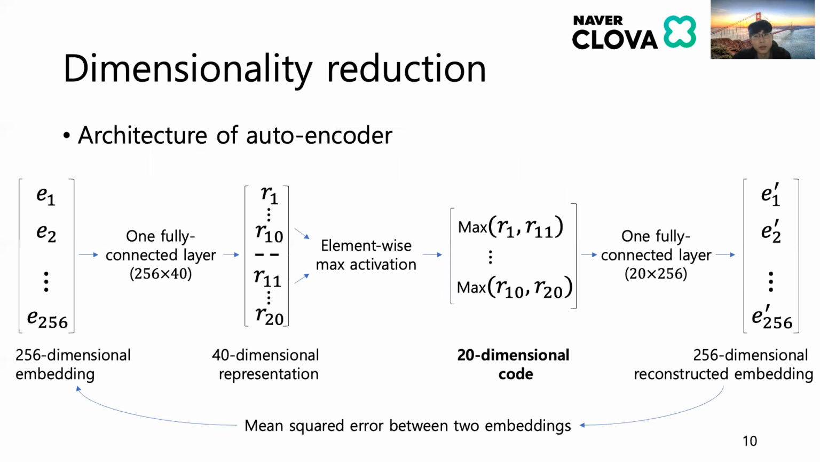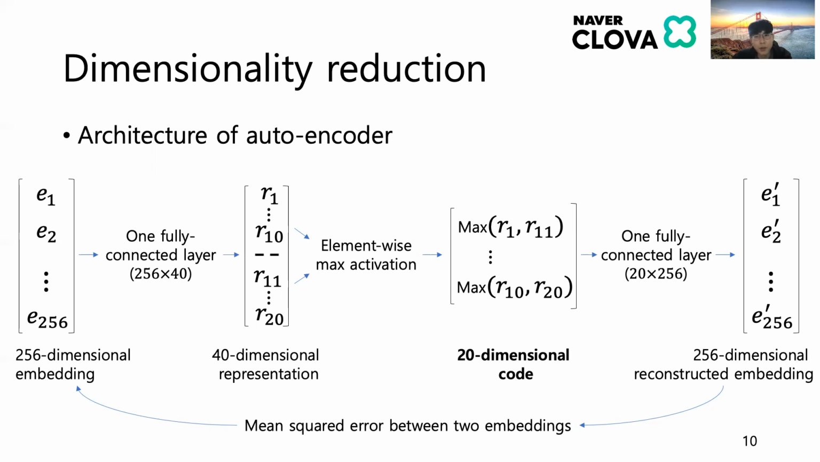The detailed architecture of the autoencoder is as follows. The input to the autoencoder is a 256-dimensional embedding vector. The output of the first hidden layer is a 40-dimensional representation. The representation is compressed into a 20-dimensional code by element-wise max operation. To build an output of the autoencoder, a 256-dimensional vector is reconstructed from this code. This whole architecture is trained to minimize MSE between the input and the output.